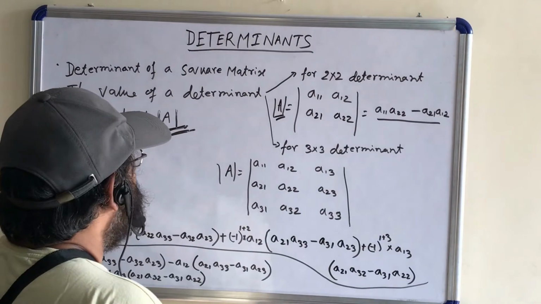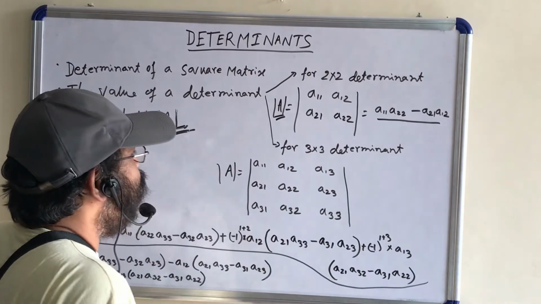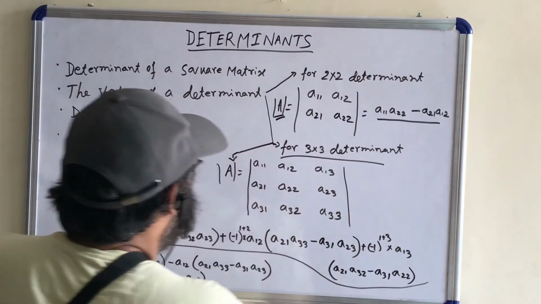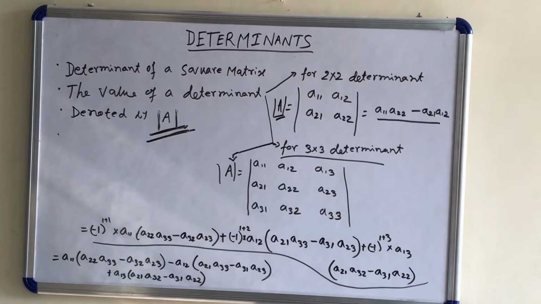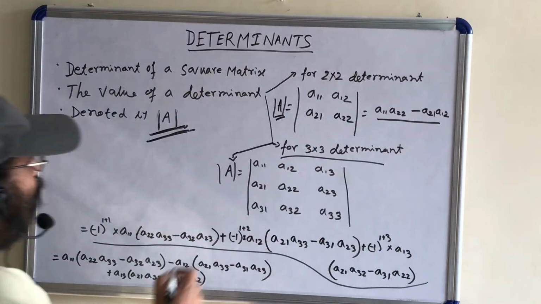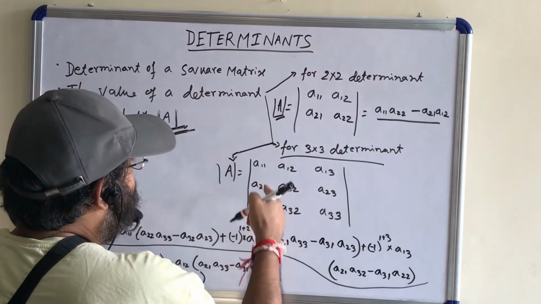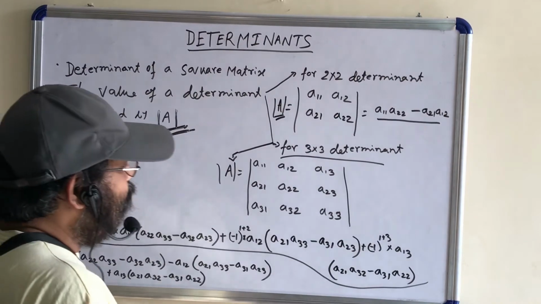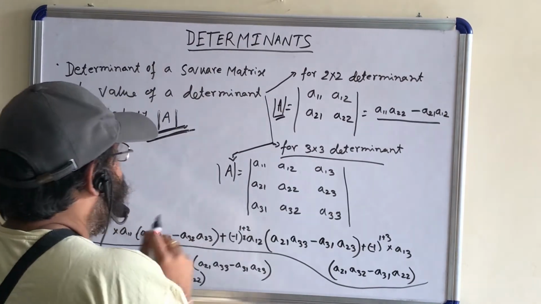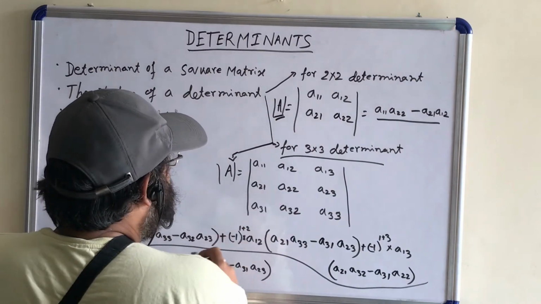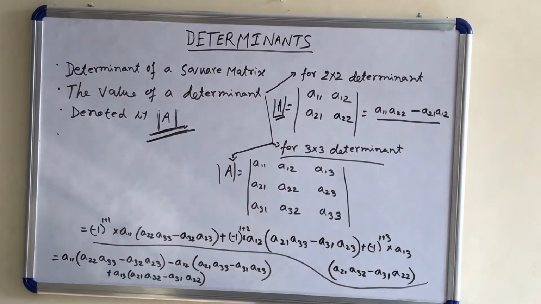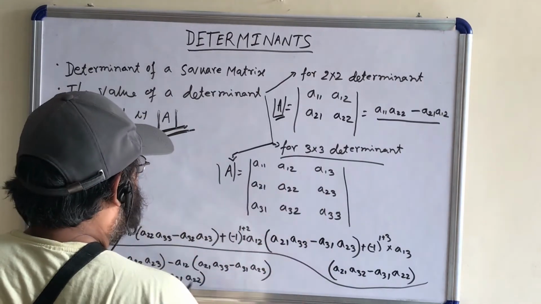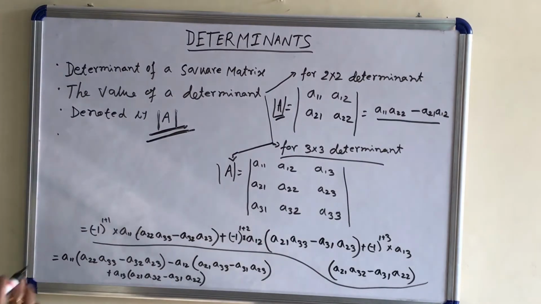Now, what is the value of a 3 by 3 determinant? What is the value of that particular determinant? First, we will have to take a particular row or a particular column for finding the value of the determinant. In this case, I am taking the first row elements. What are the first row elements? A11, A12, A13.